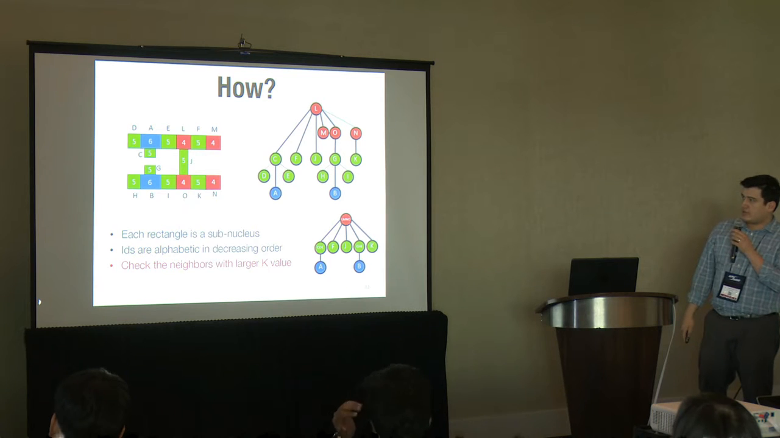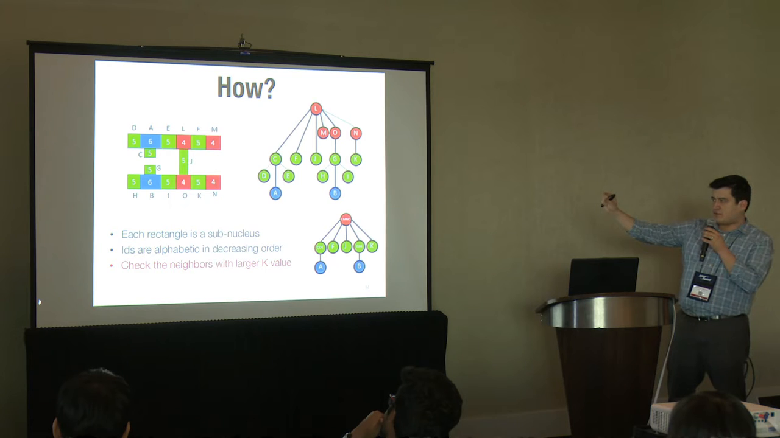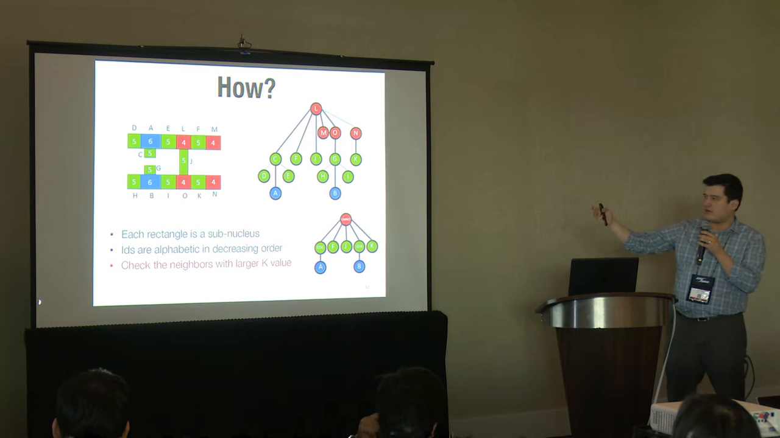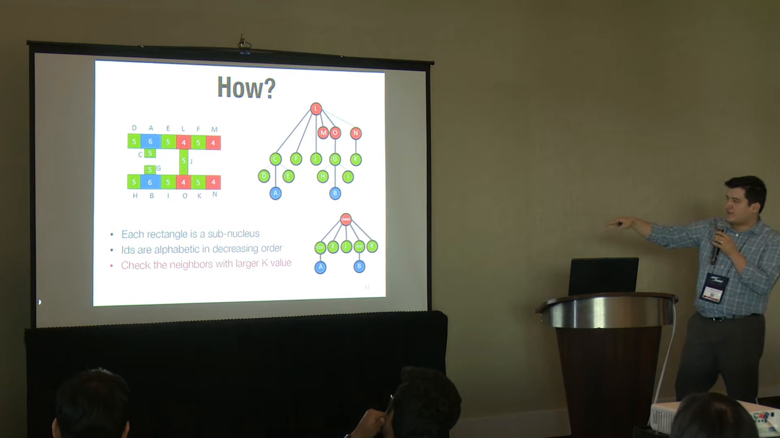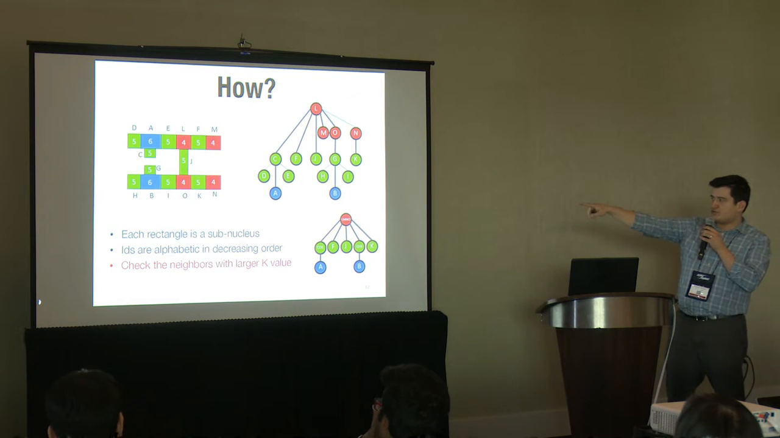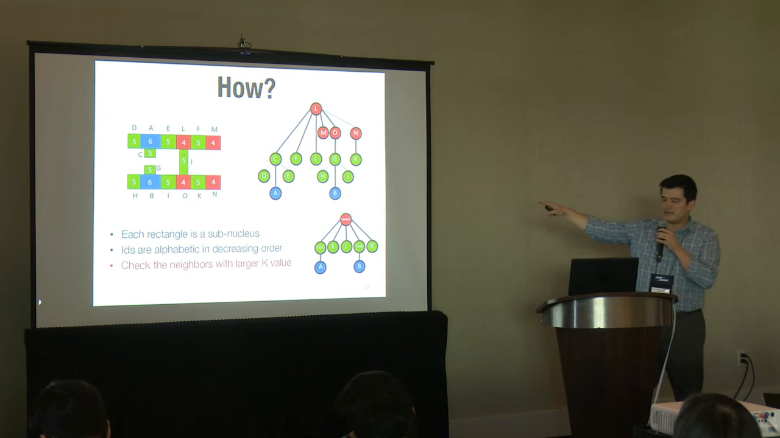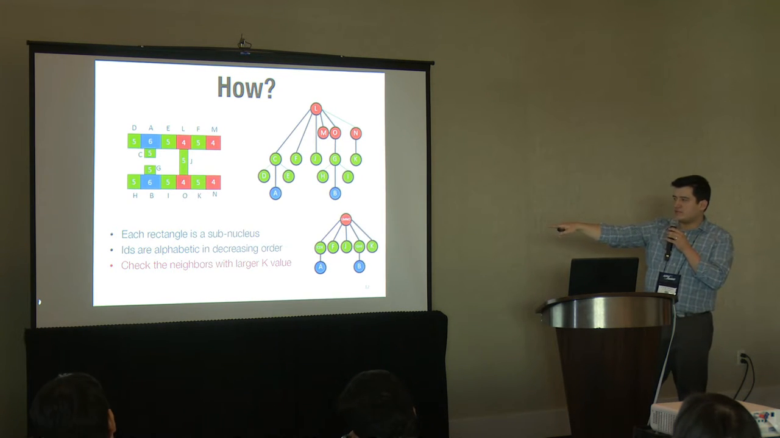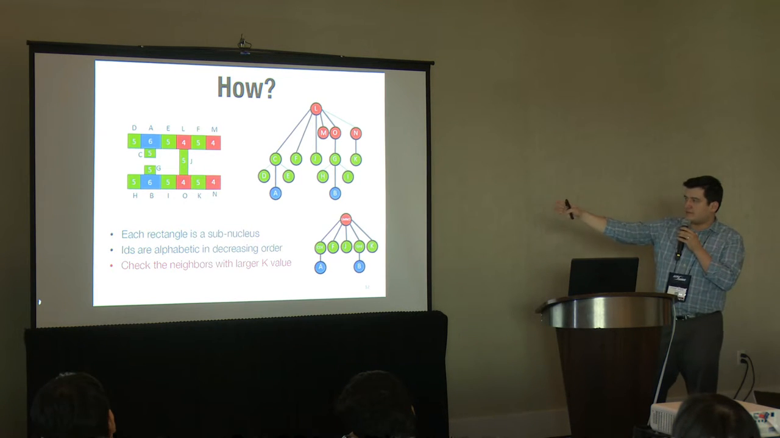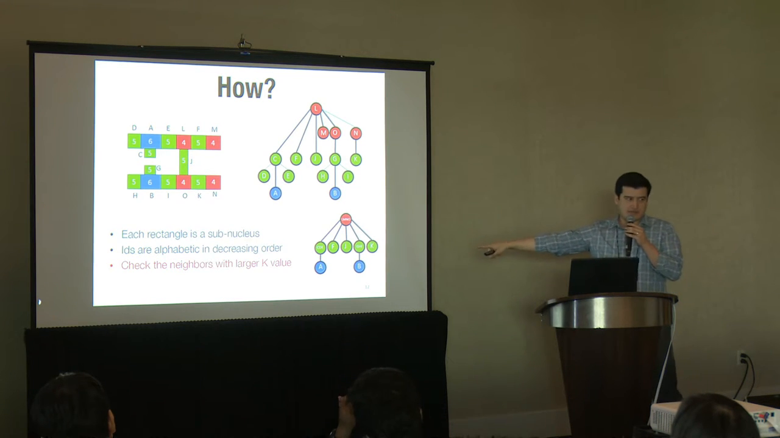In the example here, all those rectangles are subnuclei. For instance, the entire graph is a 4-core, and there are multiple 5-cores and 6-cores there. Given that structure, I can construct that skeleton here, by starting from the largest core number and watching the neighbors with larger K value and putting parent-child relationships to get this at the end.